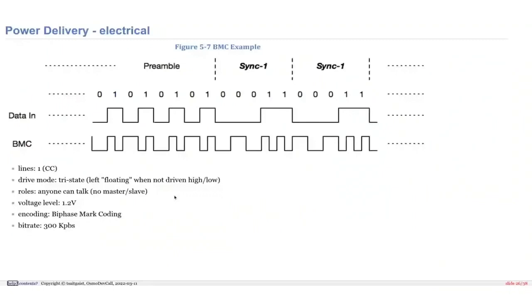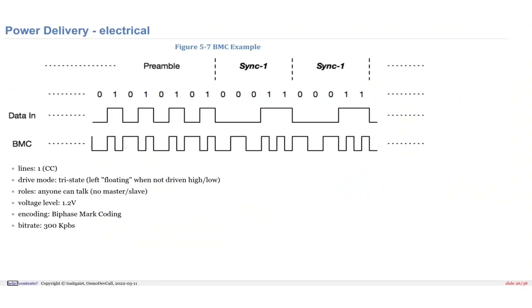The encoding used is biphase mark coding. This is what you see here. This is why you often see BMC. BMC stands for biphase mark coding. And what it does is that at every new bit, it changes the voltage level. And if it's a 1, it changes in the middle of this data bit. If it's a 0, it doesn't change. And this is how they communicate.